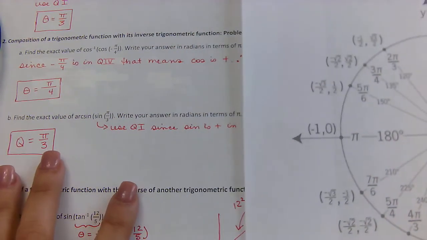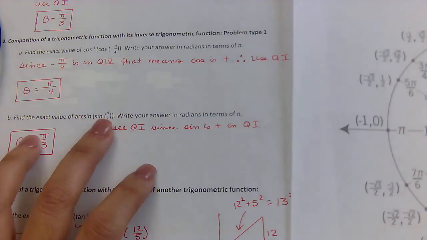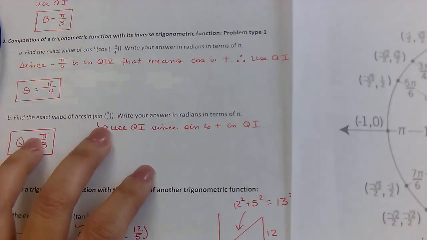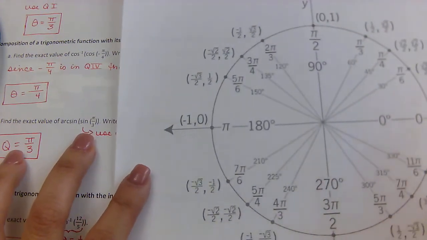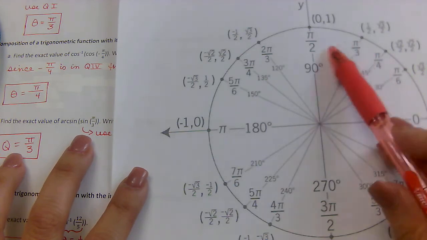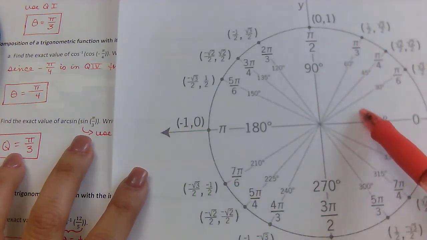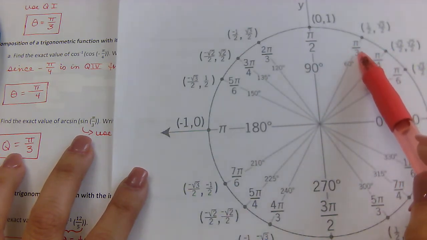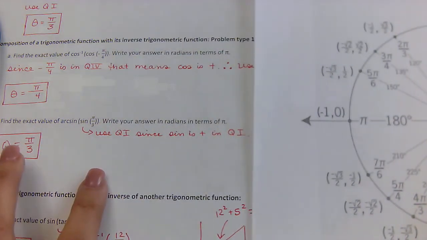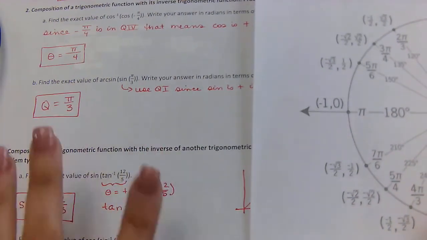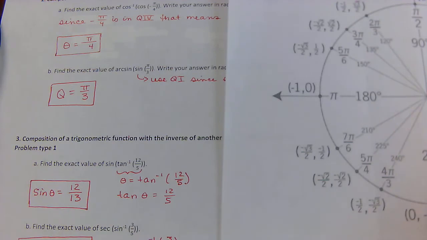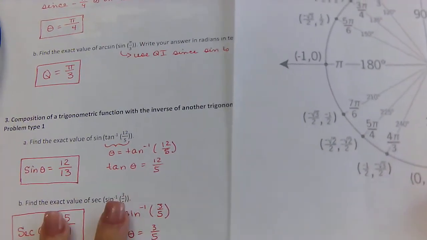For the second part, it says arc sine of sine of pi over 3. Since pi over 3 is in quadrant 1, it's a positive value, so we're going to keep the same exact angle and say it's pi over 3. Sometimes it's the same, sometimes you have to switch the angle into a different quadrant.